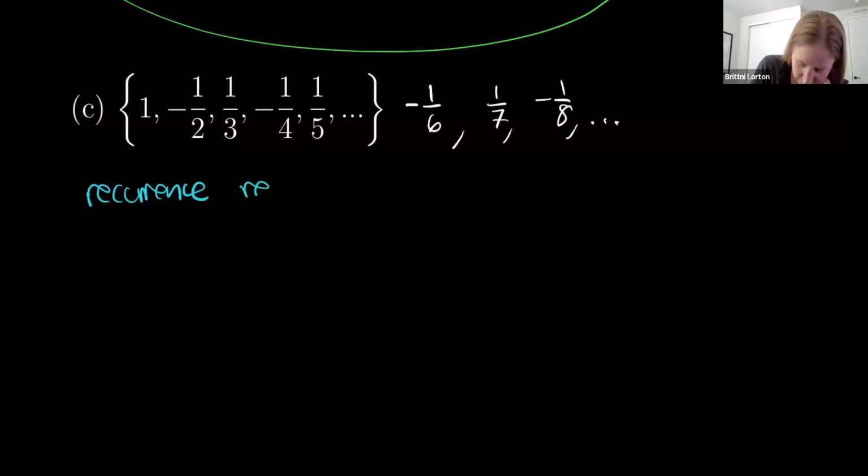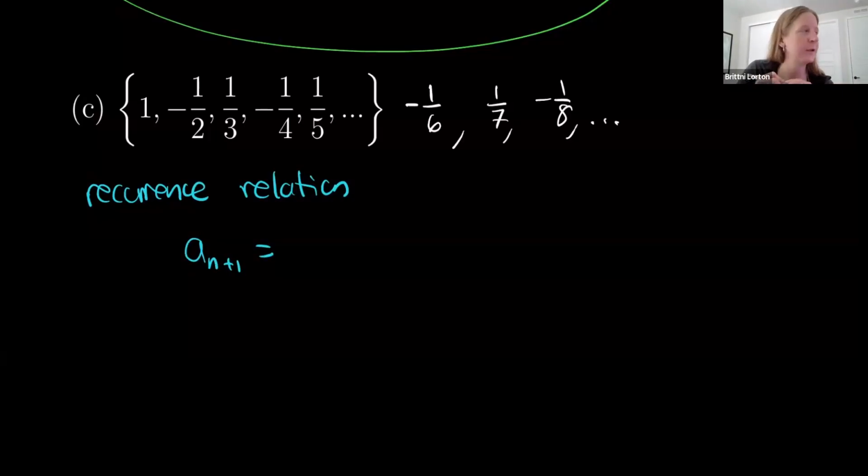First of all, let's do the recurrence relation, a sub n plus 1. What do we think is happening there with that a sub n plus 1? It's kind of a little trickier. It looks like I'm taking the denominator and adding 1 to it each time. That's what's happening. This one will be kind of hard.